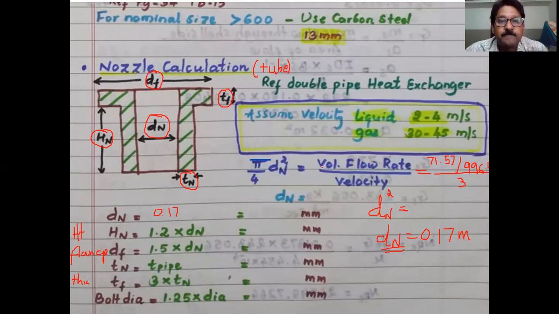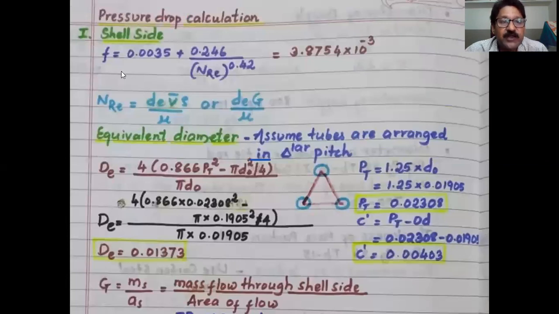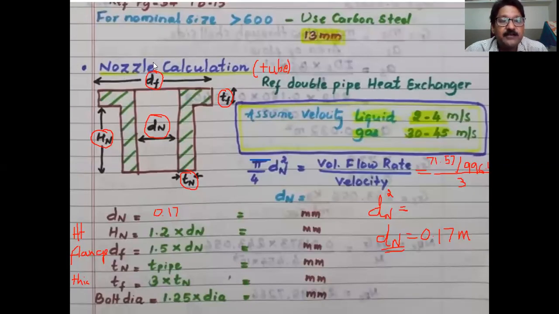Okay, so similarly, write. Next heading, nozzle calculation for cell side. What you have to do for the cell side? You have to take a gas velocity here, 30 to 40. You can take 40 here, and then you have to use the mass flow rate of the gas and divide by the density of the gas. There are 2 nozzles for the tube side and 2 nozzles for the cell side. Similarly, the same calculation should be shown in the previous problem also.